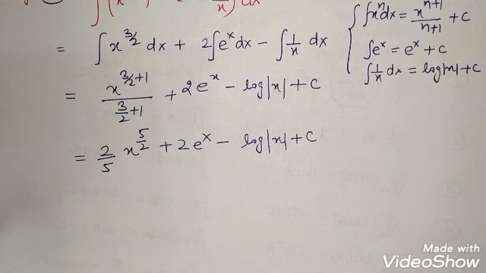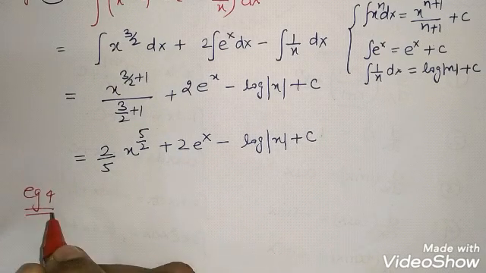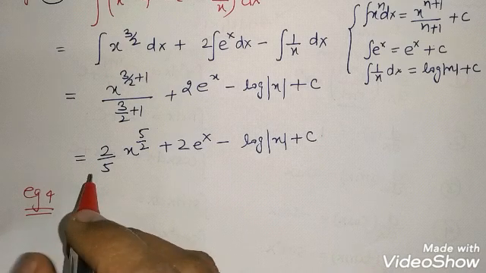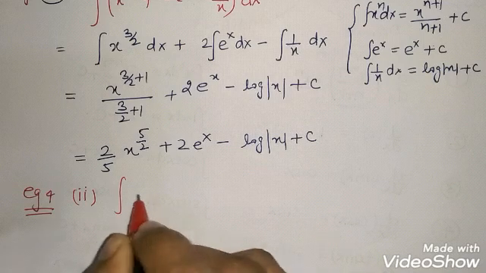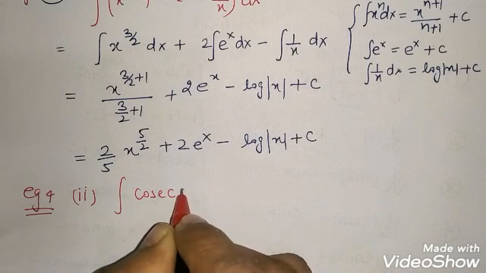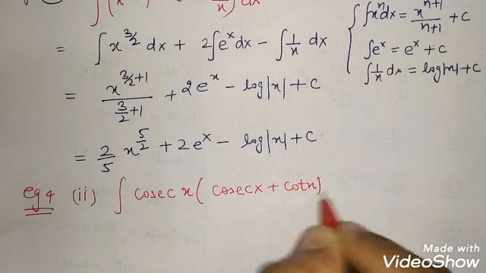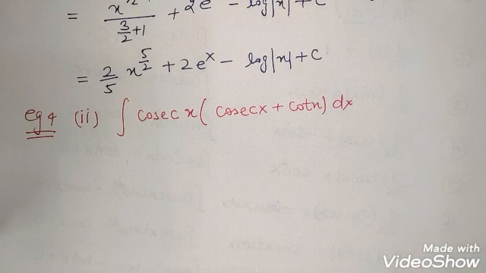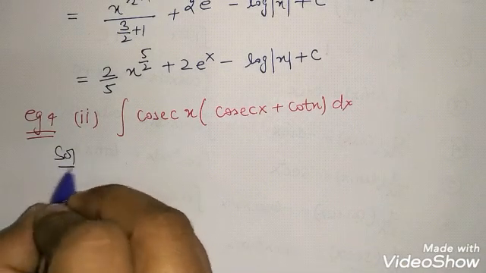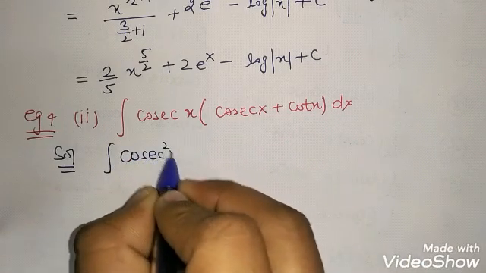Moving towards example number 4 of your NCERT. Find the integral. I am doing the second part. First part is quite easier, so I am writing the second part only. That is cosecant x multiplied by cosecant x plus cot x dx. What it says, you just have to multiply this by this. We are getting integration of cosecant square x.